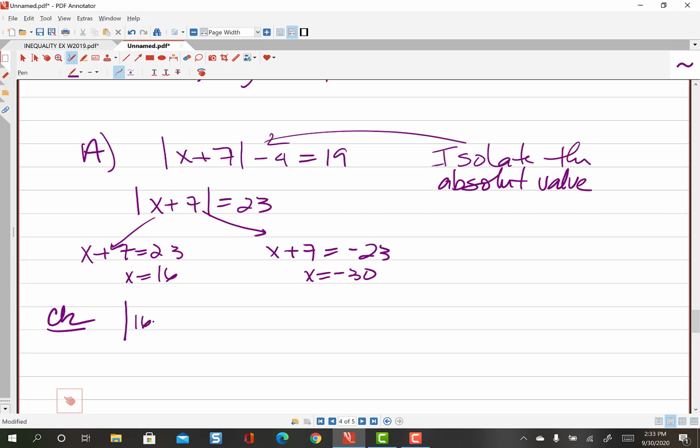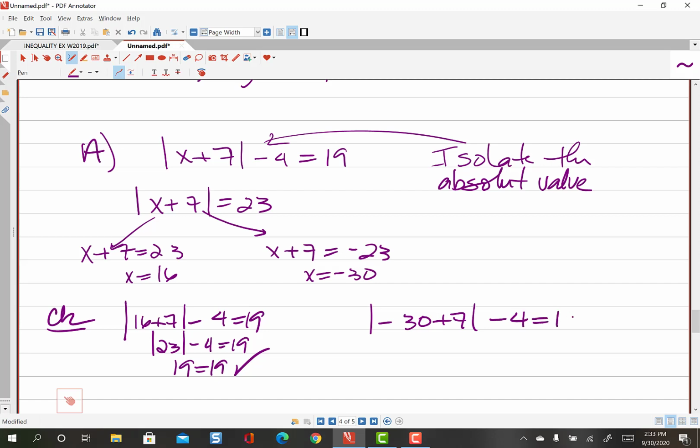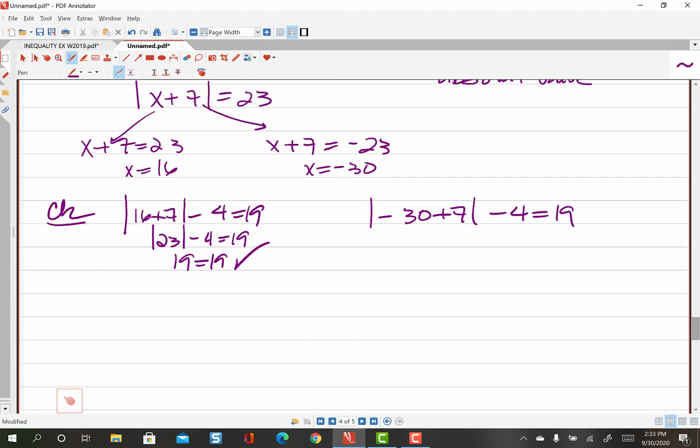So this is the absolute value of 23 minus 4, which is equal to 19. And yes, in fact, it is. Now over here, I'm going to have negative 30 plus 7, take the absolute value, minus 4 equals 19. This is the absolute value of negative 23. So this is 23 minus 4 equals 19. And yes, in fact, that works as well.